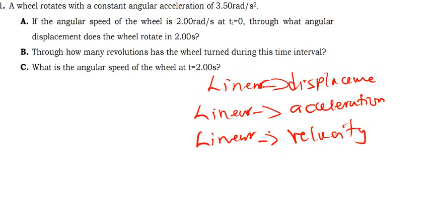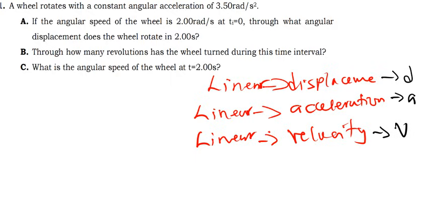Linear displacement is represented by d. Linear acceleration is represented by a. Linear velocity is represented by v. The same things that we are talking about here are the same things we're going to be talking about under circular motion. Now, in conclusion, circular motion is the motion that happens around the circle. Anything that moves around the circle, that is circular motion.